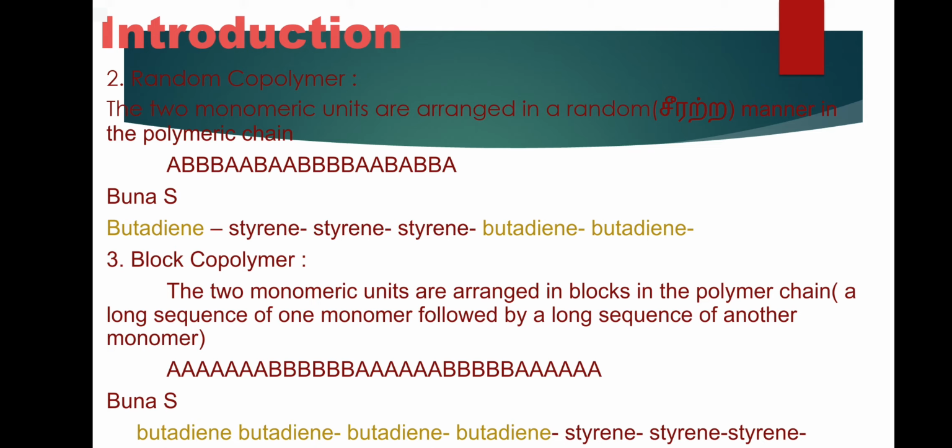If arranged randomly, we call it a random polymer. If there is not any specific sequence, maybe A then B, B, A, that is random. Then block, 2 monomeric units are arranged in blocks. Like a block, a long sequence of one monomer, then again a long sequence of the second one. That arrangement is a block copolymer. Taking BuNaS also, butadiene 4 or 5 will be joined, or 10 or 11. Then styrene 10. That arrangement is a block copolymer.